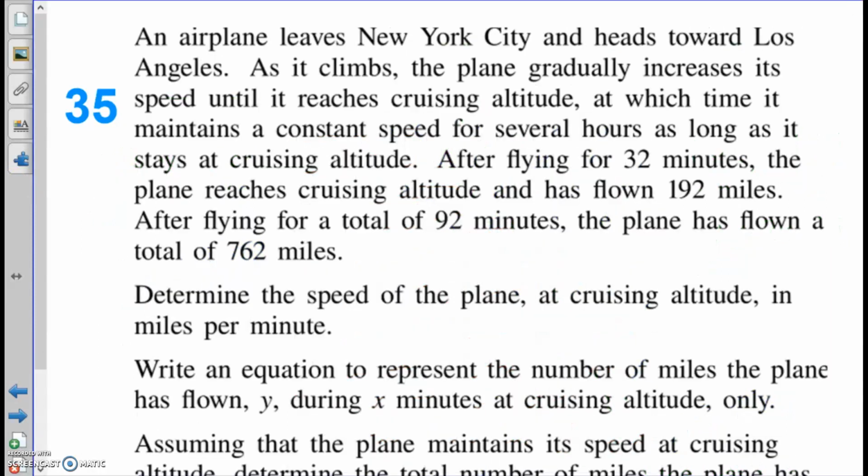Algebra 1 Common Core, the June 2016 Regents exam. I believe this is video 9 in the series. I don't know if it's going to end in 9 or maybe there'll be one more for the part 4. We'll see. But we're definitely into the part 3s here.